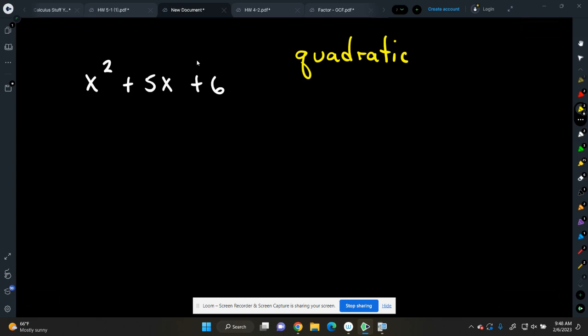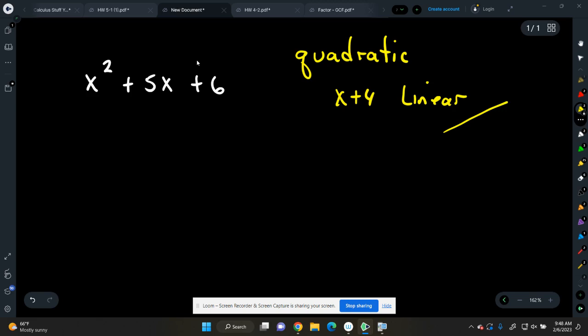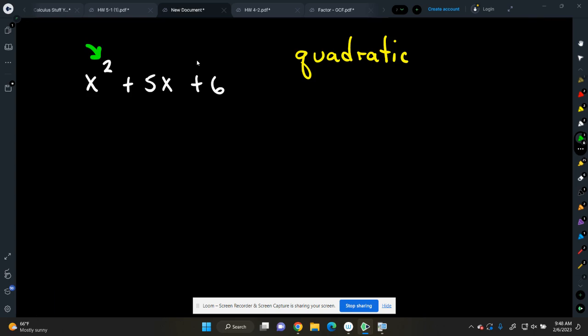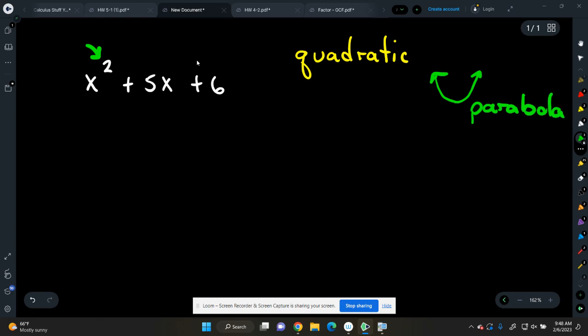If I had just x plus 4, that would be what we call linear, which means when we graph it, it's a straight line. Okay, Grady, how do I know this is a quadratic? Because it's x squared instead of just plain old x. When you graph a quadratic, it looks like a parabola.